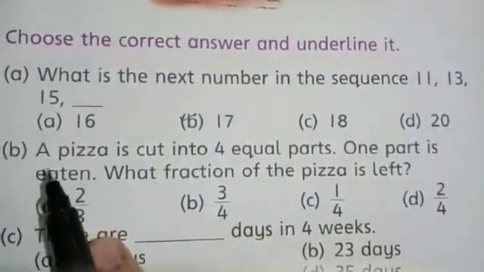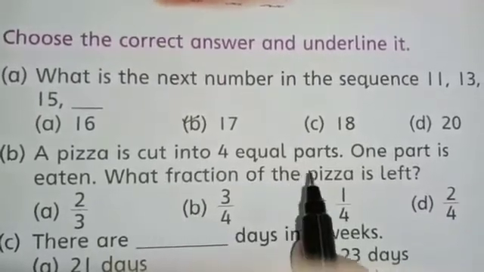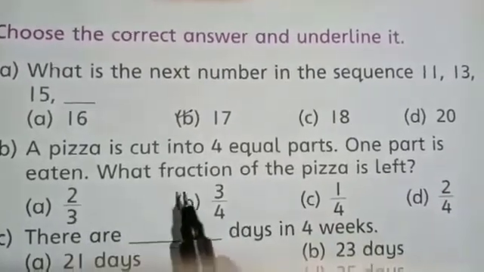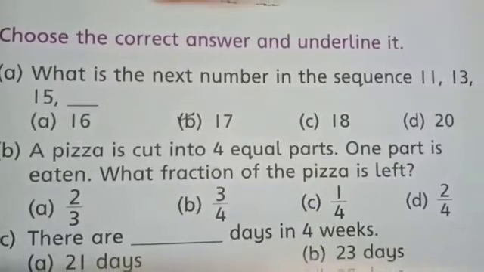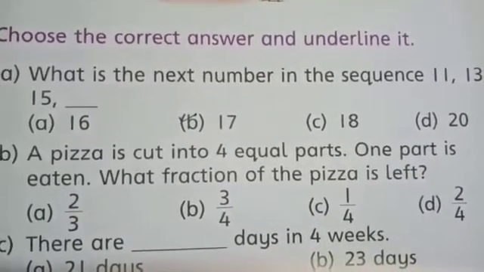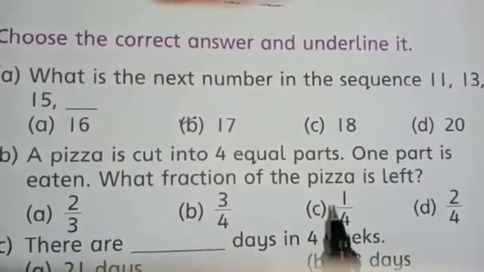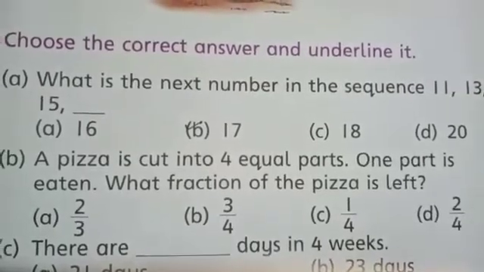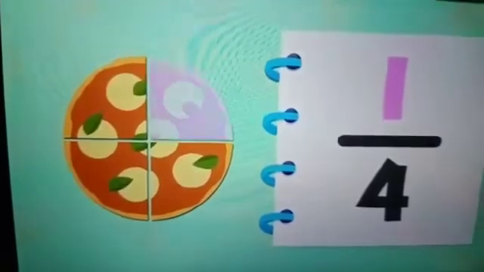Next B part is, a pizza is cut into 4 equal parts. One part is eaten. What fraction of the pizza is left? It's 2 by 3, 3 by 4, 1 by 4 and 2 by 4. Students, look at this. A pizza is cut into 4 equal parts and one part is eaten, and each part is called 1 by 4. Now we will write its fraction.